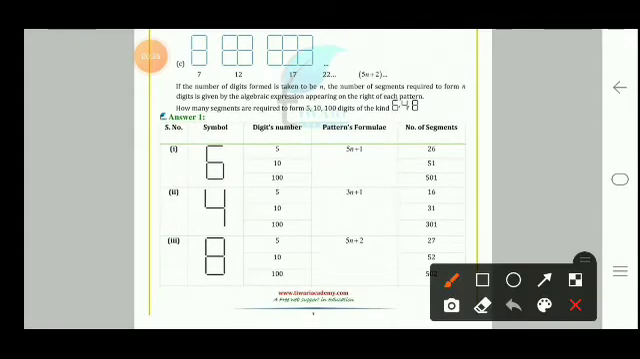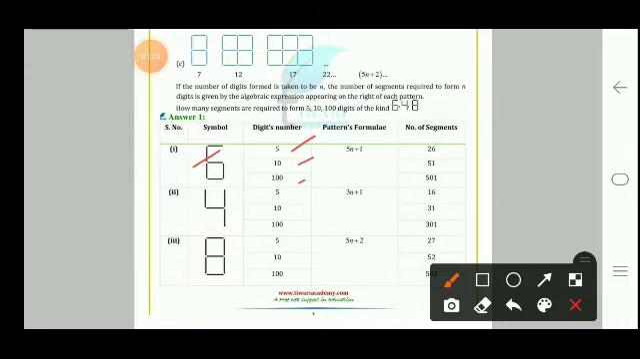The question is: if the number of digits is taken to be n, then the number of segments required to form the digits is given by the algebraic expression appearing on the right of each pattern. How many segments are required to form 5, 10, 100 digits of the kind? So first we look here. The first one is 6, and the number of digits used are 5. Then in the second it is 10, then 100.